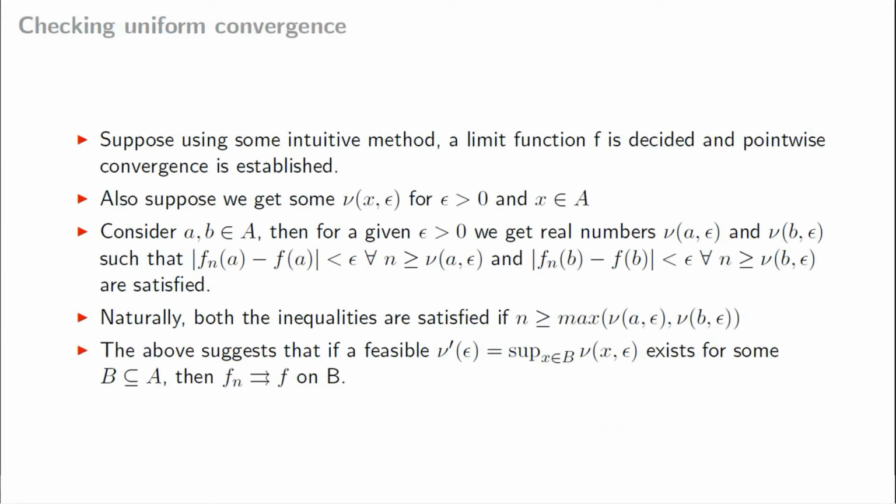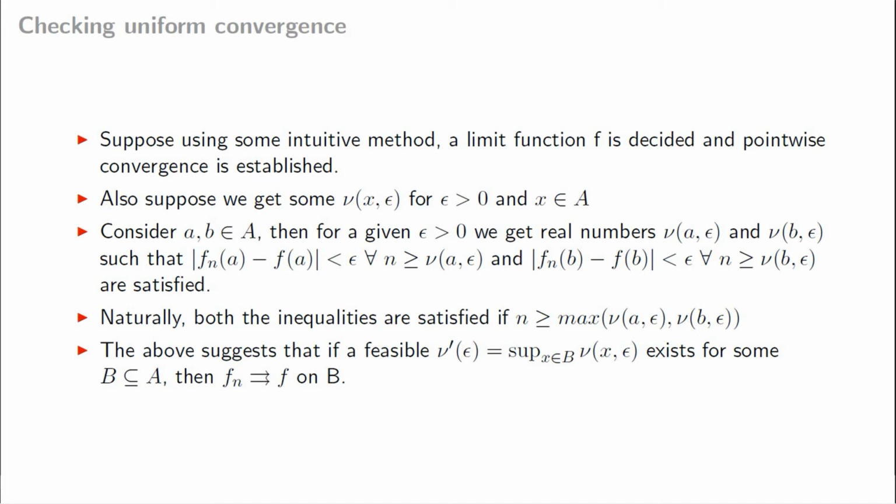So, as earlier, we need some intuitive methods for checking uniform convergence. Suppose using some intuitive method, a limit function f is decided and pointwise convergence is established. Also suppose we get some nu x epsilon for epsilon greater than 0 and x belonging to A. So, consider 2 points A and B both belonging to the set A.